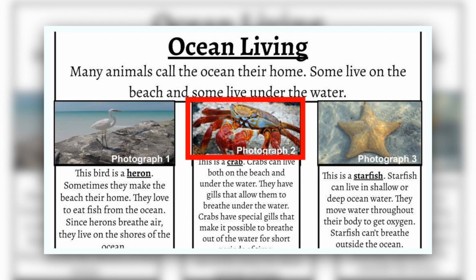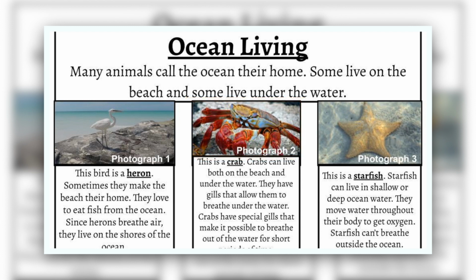Now, remember what we learned about the crab. Can the crab breathe underwater? That's right. It can breathe underwater. Can it breathe outside of the water? That's right. We learned that crabs have special gills that allow them to breathe outside the water and inside the water.